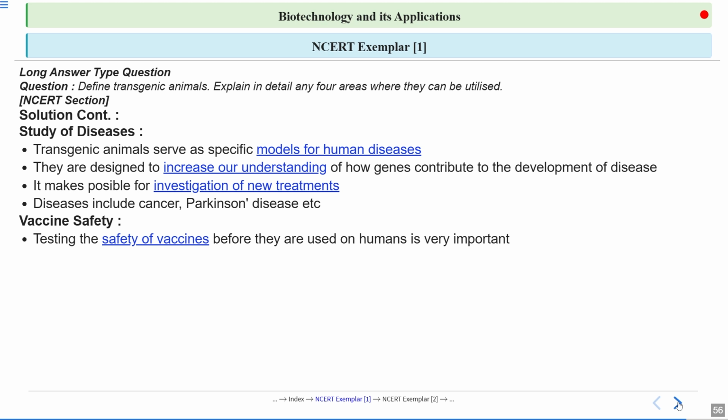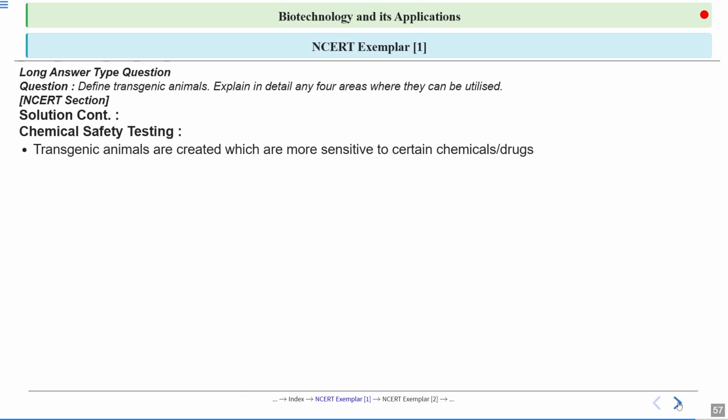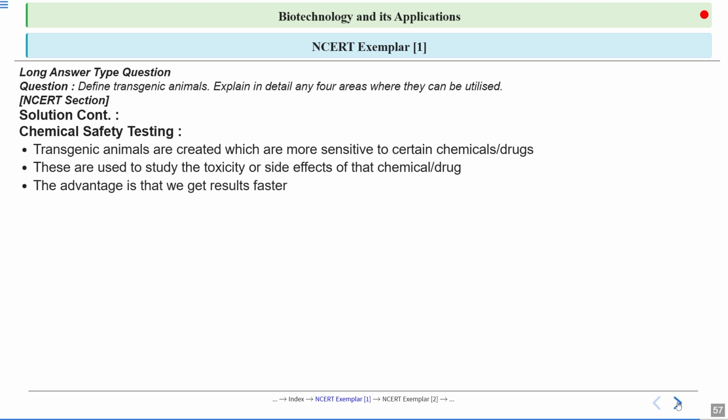Then we can use transgenic animals for vaccine safety too. Testing the safety of a vaccine before it is used on humans is very important. Transgenic mice are being developed for this testing. Then we can use them for chemical safety testing. How can we make use of them? We can make those animals more sensitive to certain chemicals or drugs, so in a very short period of time they will show us the toxicity or side effects of those chemicals and drugs. The advantage is that we will get the result much faster.